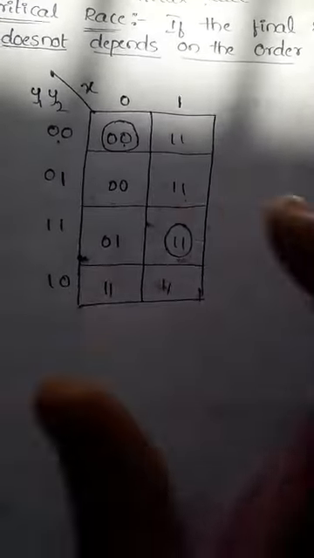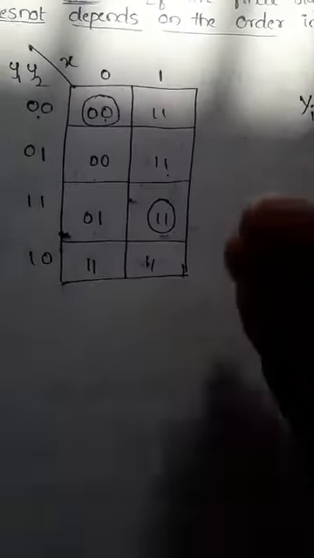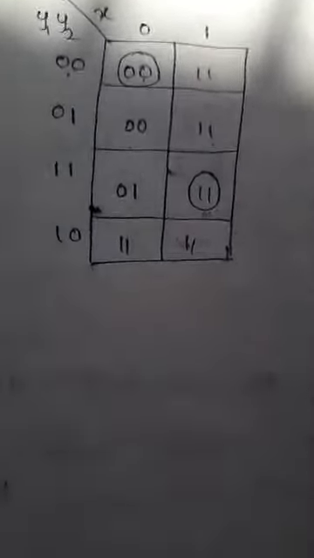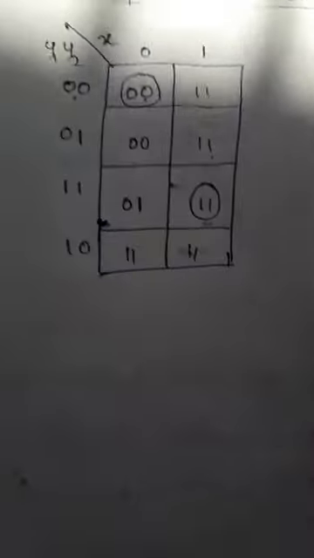Okay, so after finding the stable condition, then we'll go for checking the race condition. How to check that race condition? Just observe that definition here.